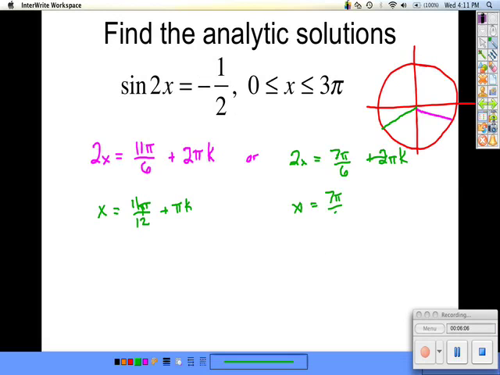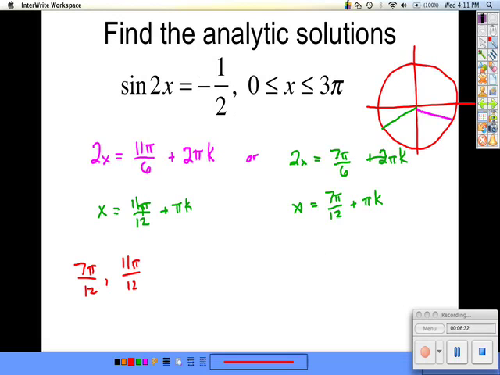Now I have to find the actual solutions. I know that 11 pi over 12 is within 0 to 3 pi. I also have 7 pi over 12 as a solution. And I can add on pi to these things. So 11 pi over 12 plus 12 pi over 12 would be 21 pi over 12.